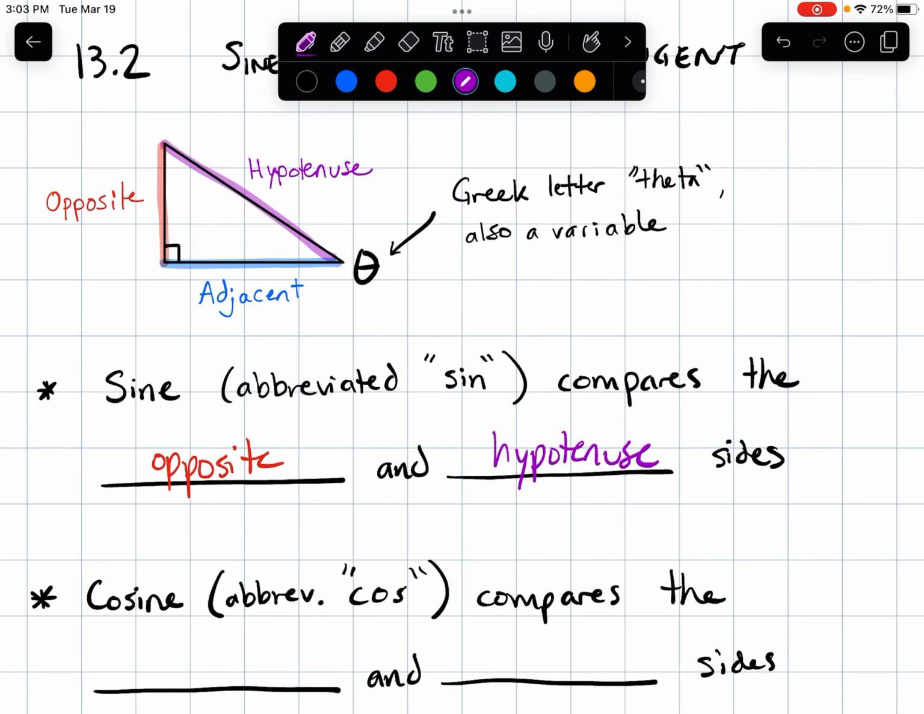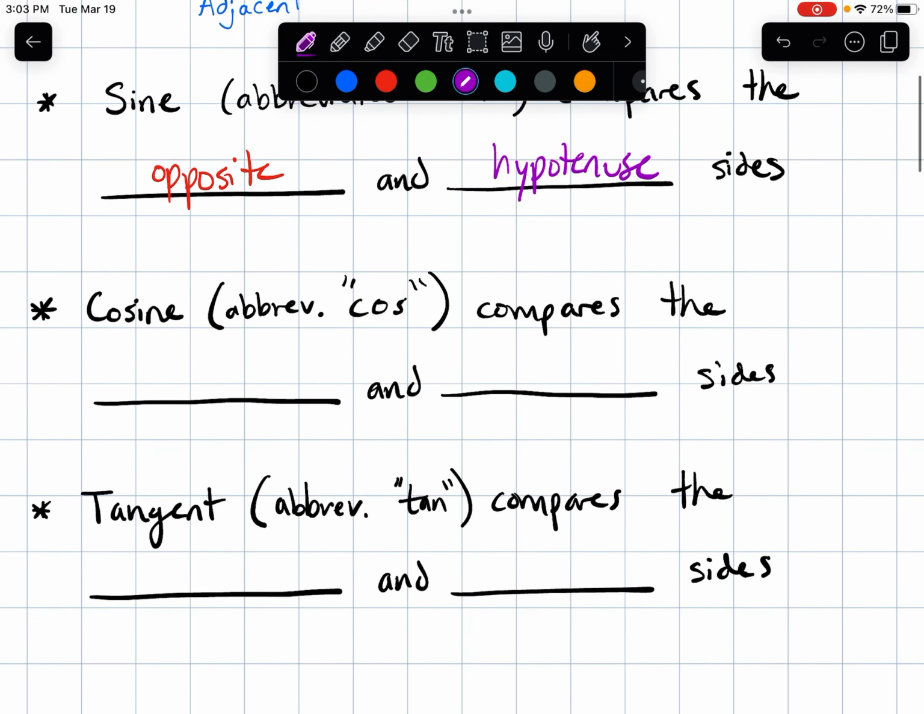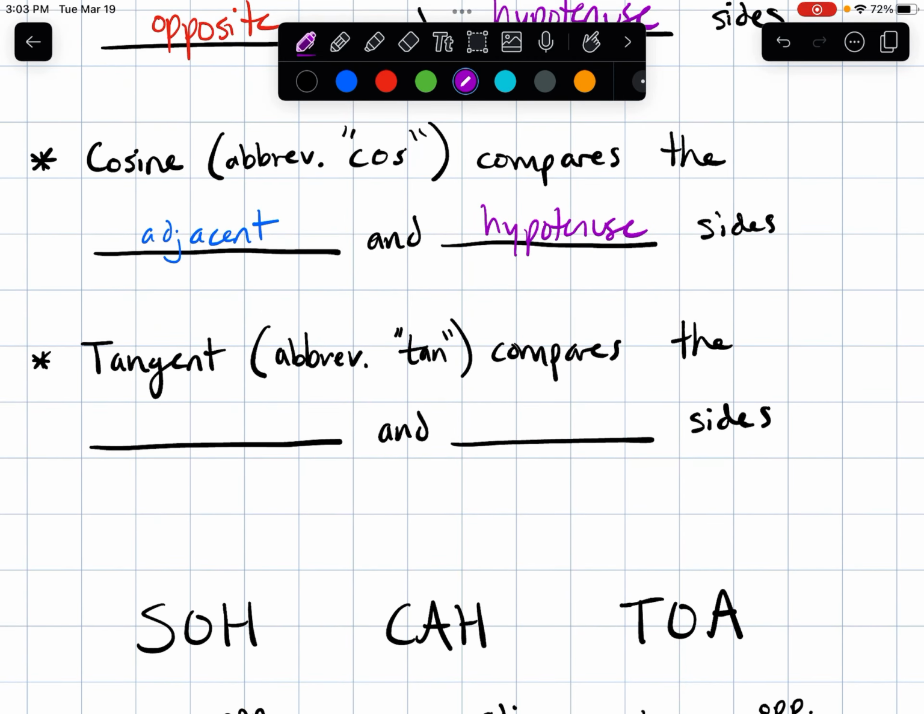All right. The cosine, which is abbreviated C-O-S, but again, don't say cos, just say cosine. The cosine compares the adjacent sides with the hypotenuse. And then last one, the tangent, which is abbreviated T-A-N, but again, don't say tan, just say tangent. The tangent compares the opposite side to the adjacent side.